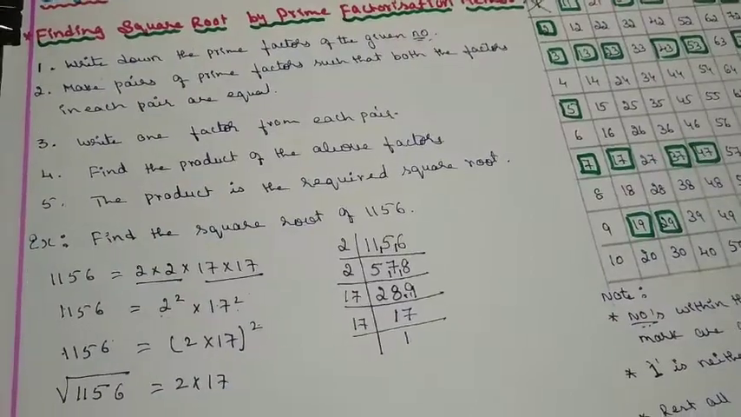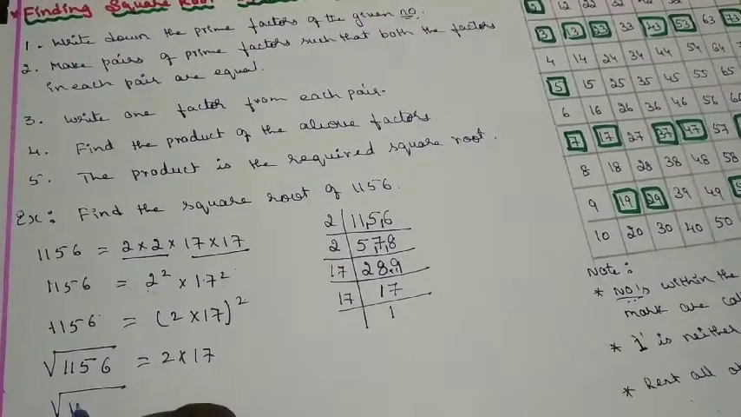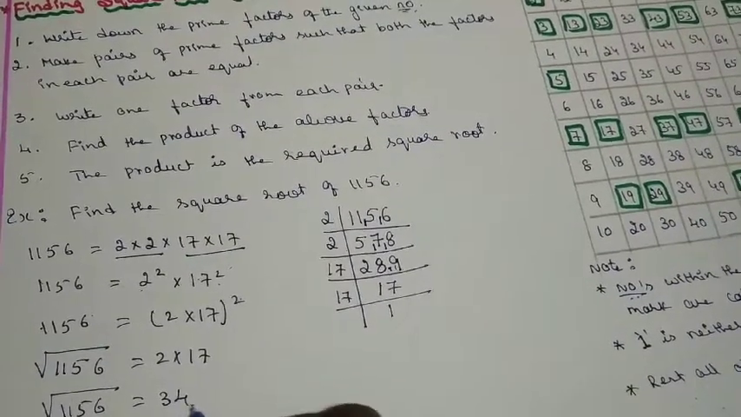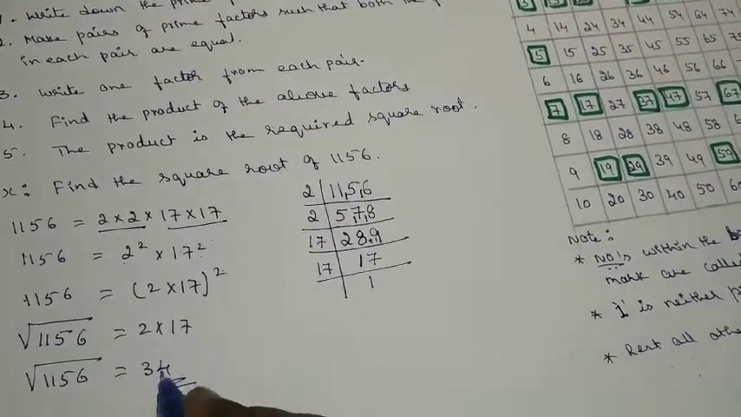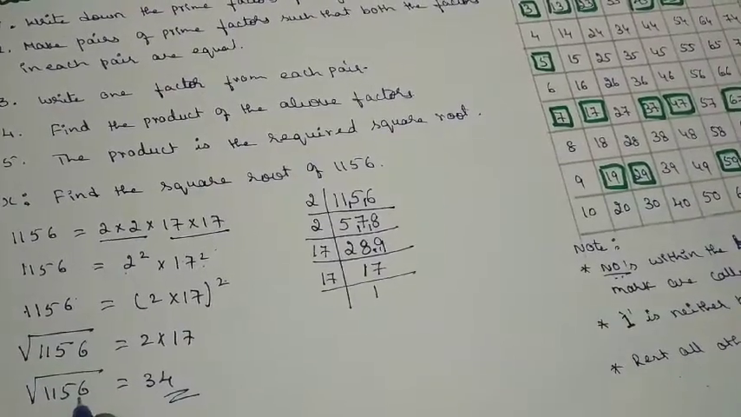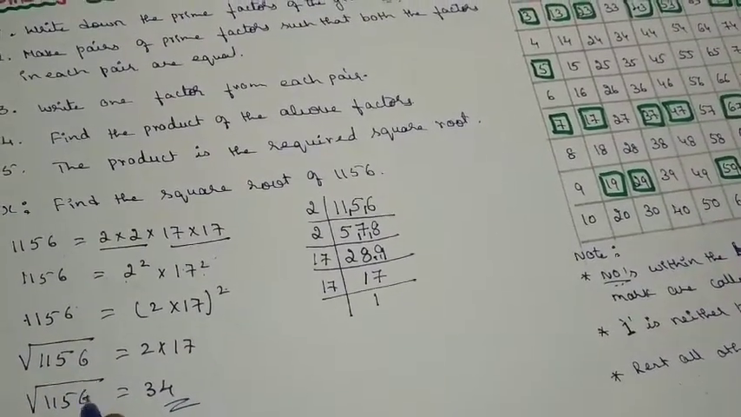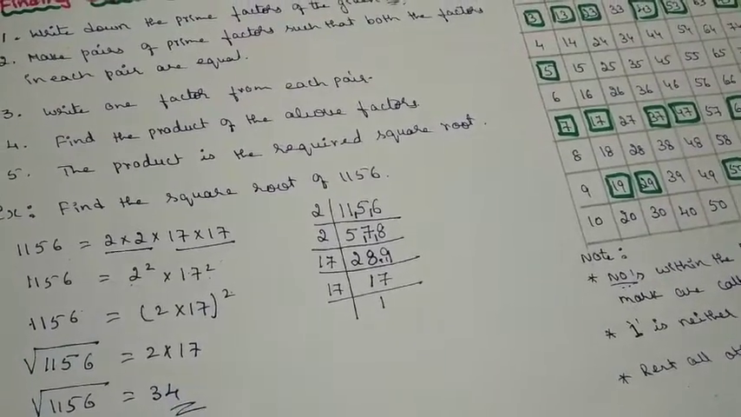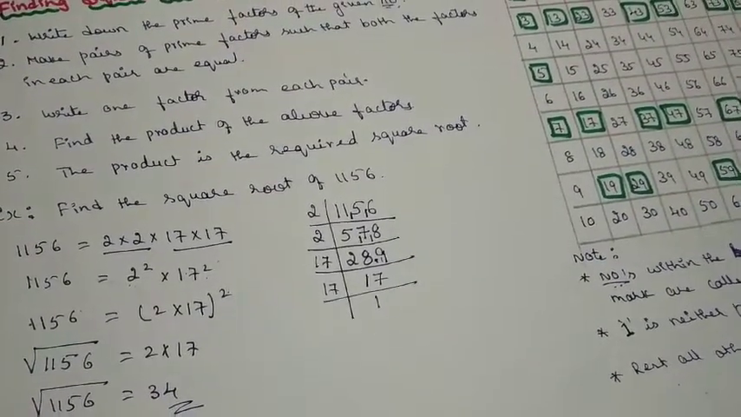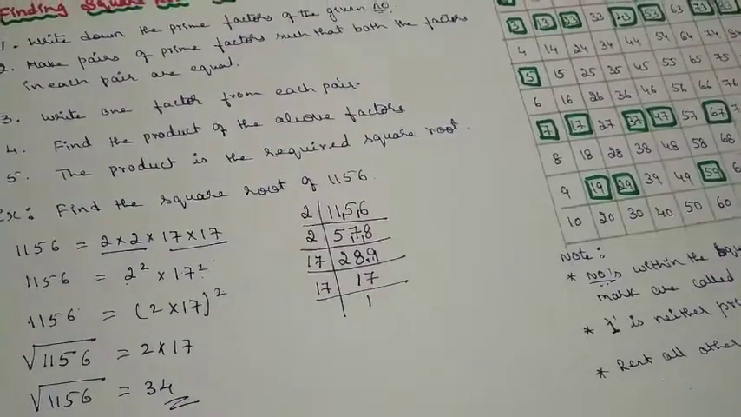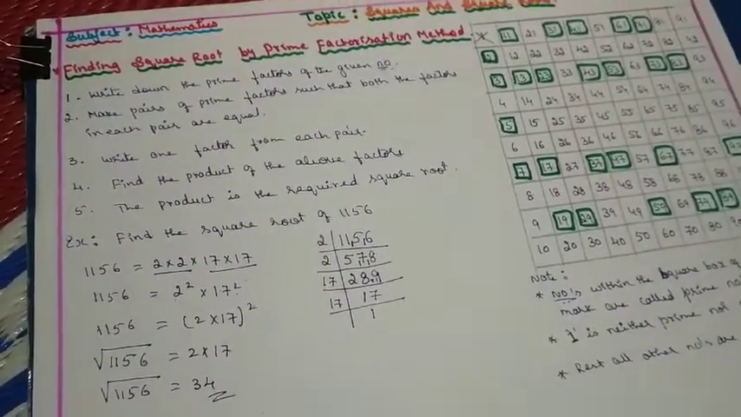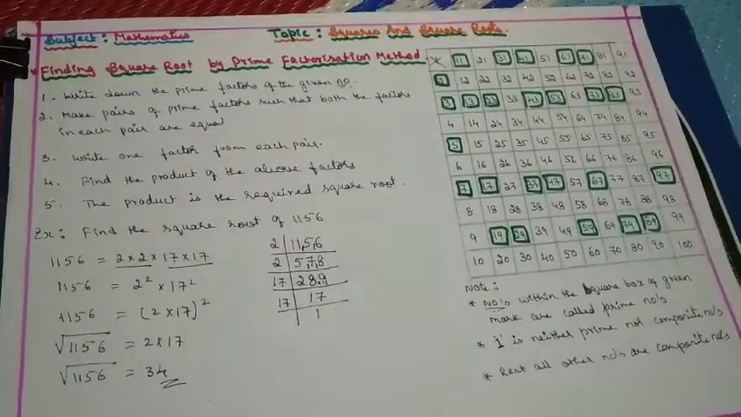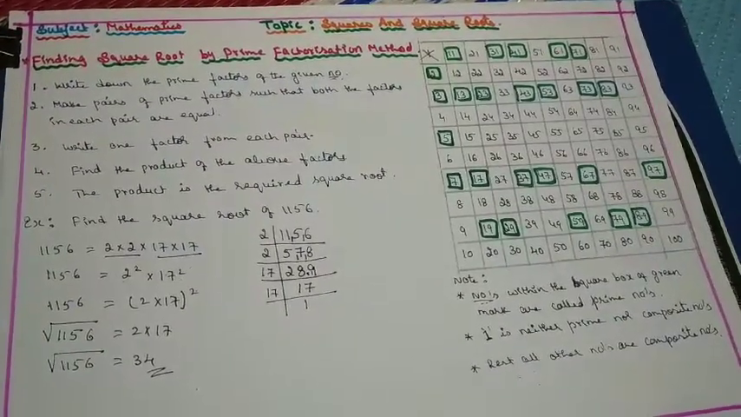What is 17 twos? 34. Therefore 34 square is 1156, or 1156 is a perfect square of whom? Of 34. Therefore the square root of 1156 equals 34. This is how we need to find the square root of the given number using the prime factorization method. Hope this is clear for you with the example, right?